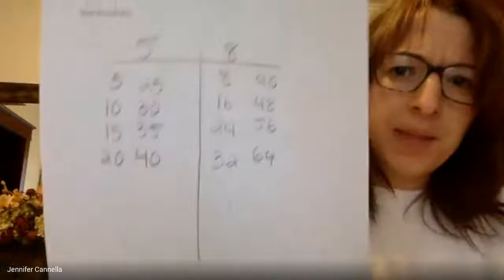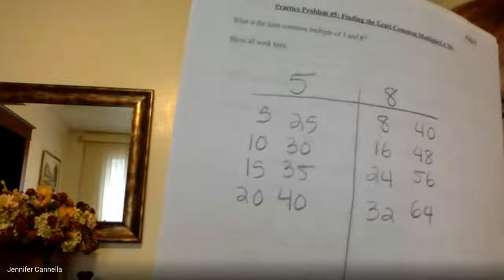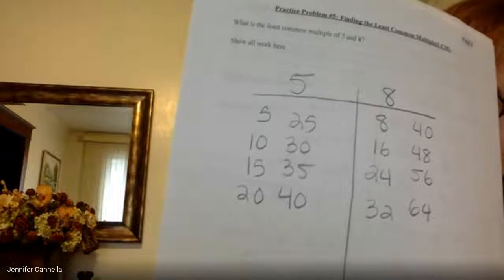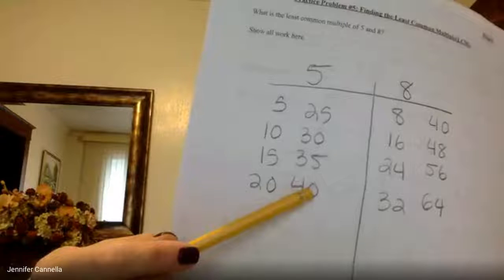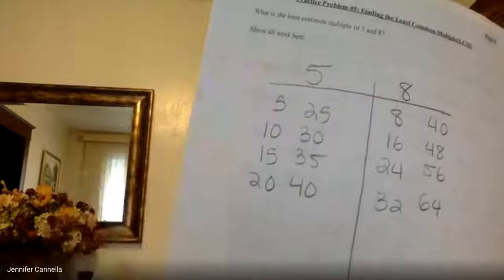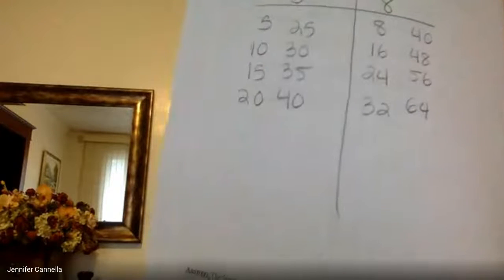Now we're going to circle what number do they have in common? Somebody tell me, what do they have in common? They have in common 40. 40. So you're going to circle 40 here. Therefore, the LCM of 5 and 8 is what, ladies? 40. So on the line, write 40, okay? Let's move on. Let's do the next question.